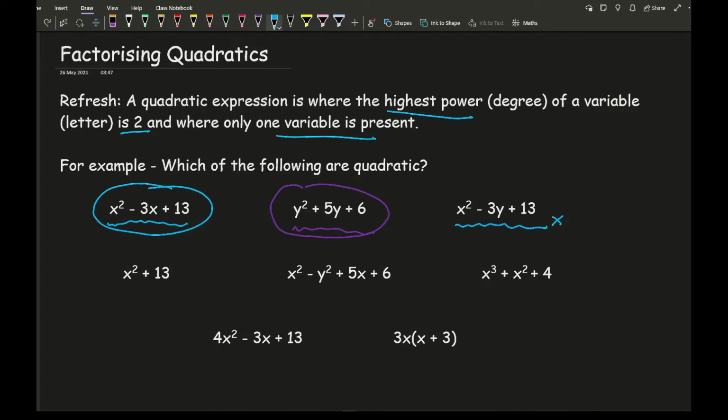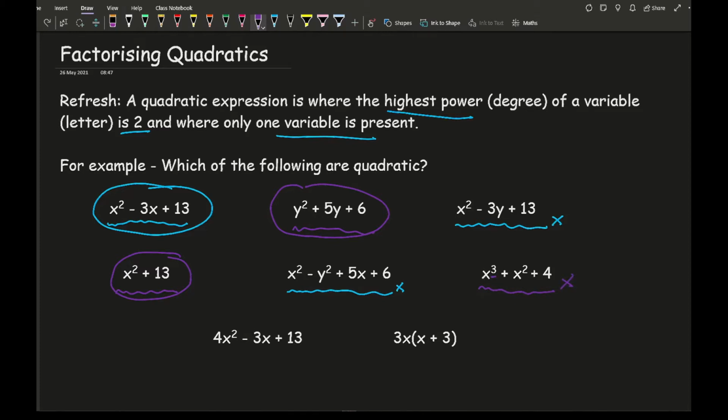Looking at this one here, let's use a different colour pen. So here the highest power is a 2, and I can only see one letter, which is x, so this is quadratic. Looking at the next one, so here we've got the highest power of x is squared, but the problem is here we've got 2 letters, we've got x's and y's, so that there is not quadratic. Looking at this next one, here we've got x cubed plus x squared plus 4, so even though we've only got one letter, which is x, our highest power is 3, so therefore that is not quadratic.